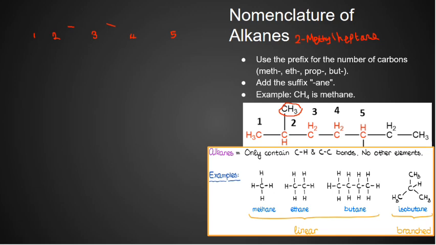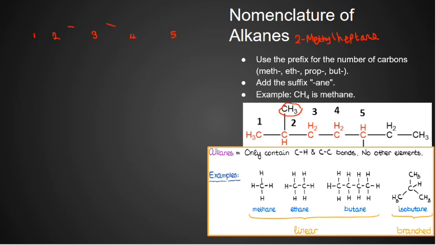Now the methyl we are writing is this particular methyl here, so it's at position 2. So we have been able to name this methyl. Then you look at the longest straight chain that we have here. We have 1, 2, 3, 4, 5, 6, 7. That means the number of carbons in that longest chain is 7.